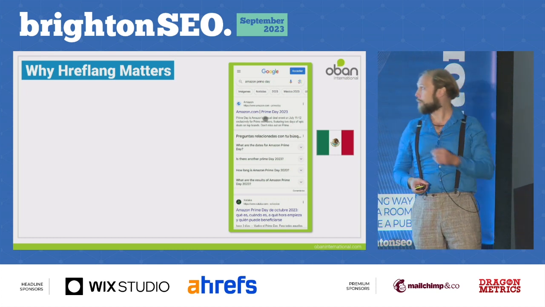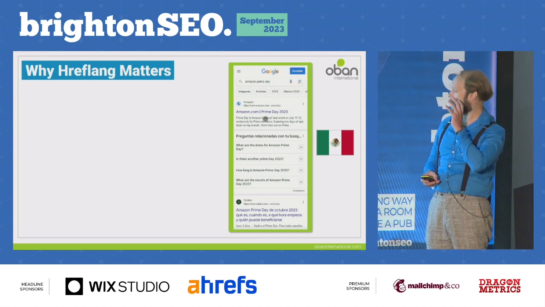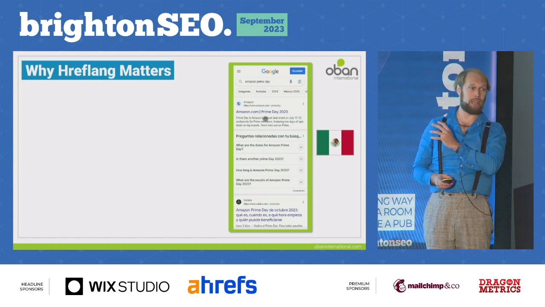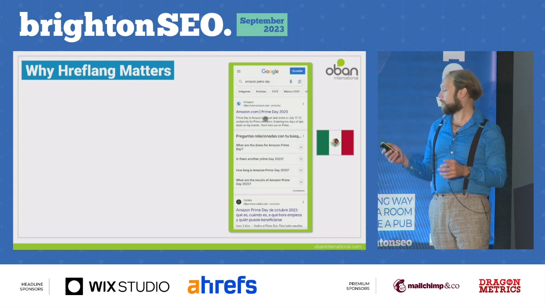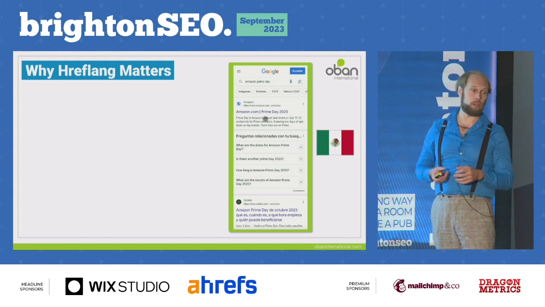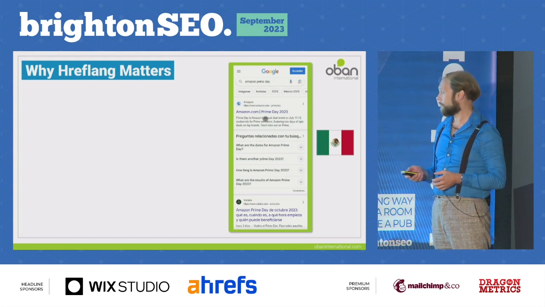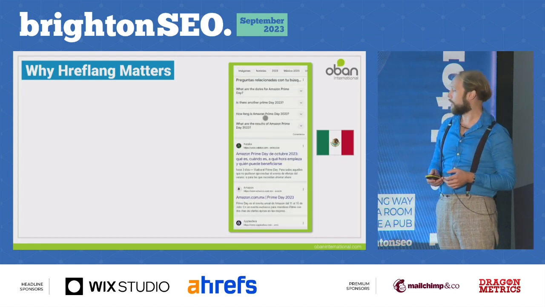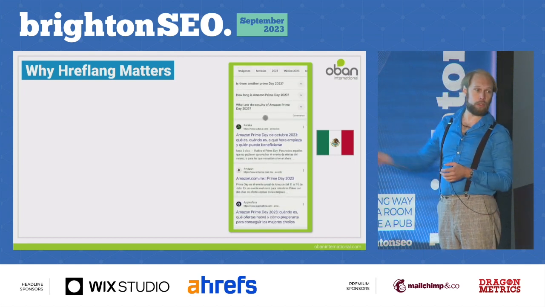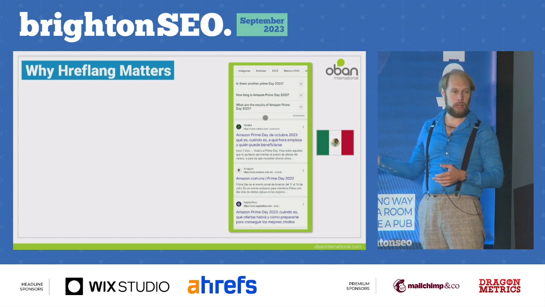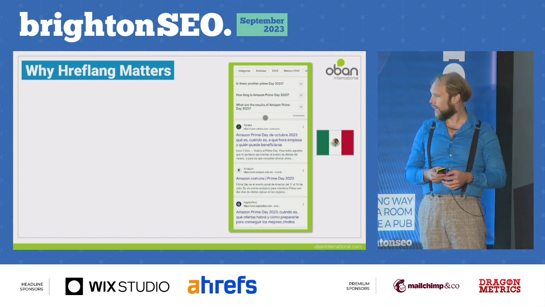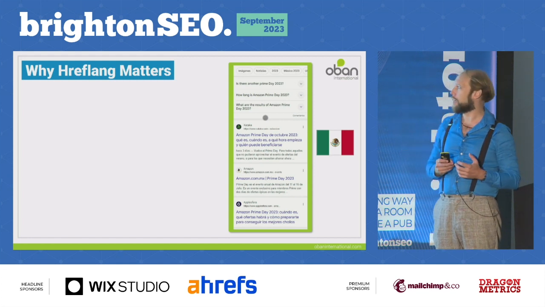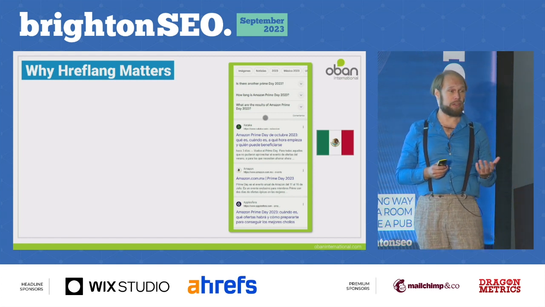So we've got a nice example here. This is searching in Mexico with Spanish set as your browser language. And the top result here is Amazon.com, the US website. And that's showing at the top, whereas what should be showing is this Amazon.com.mx Prime Day result. And the reason that it's not is because Amazon, despite being as big as they are, often have problems with their Hreflang.